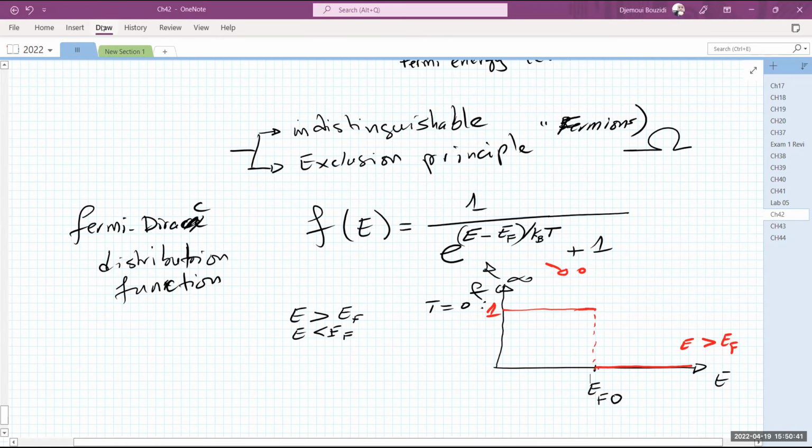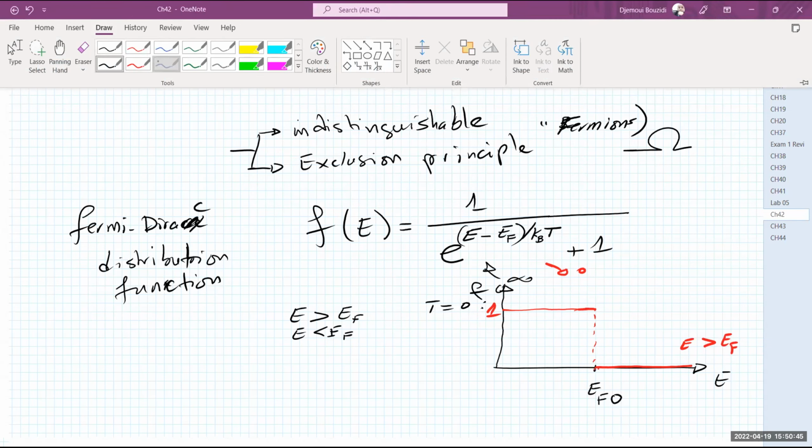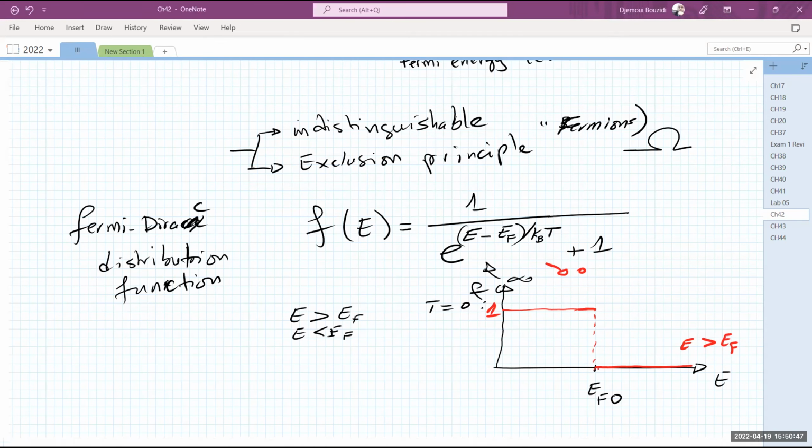Let me go back into my drawing pen. Probably I should draw it in a different color. So this is slightly above T equal to 0, if you wish. There will be deviation. First of all, if I evaluate this expression at E equal to EF, the exponential is just 0. We're talking T is not equal to 0, a fraction above 0 Kelvin, so it's going to be 0 over something. It's going to be 0. Exponential of 0 is 1. 1 plus 1 is 2. So it's going to be 50%.